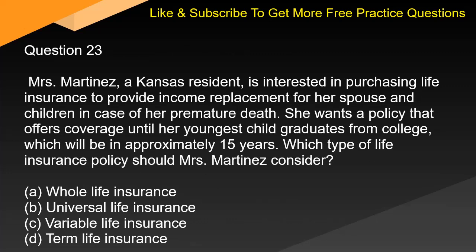Martinez, a Kansas resident, is interested in purchasing life insurance to provide income replacement for her spouse and children in case of her premature death. She wants a policy that offers coverage until her youngest child graduates from college, which will be in approximately 15 years. Which type of life insurance policy should Mrs. Martinez consider? A. Whole life insurance. B. Universal life insurance. C. Variable life insurance. D. Term life insurance.